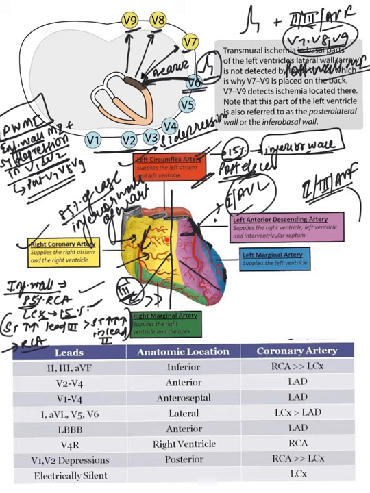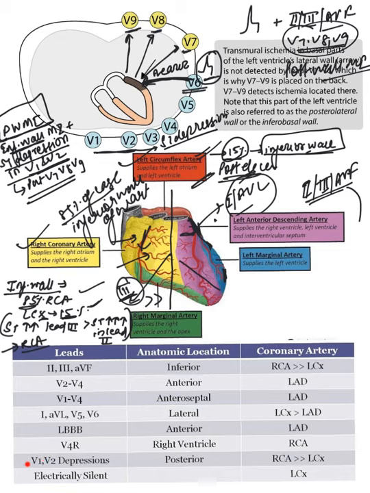Left bundle branch block, the left bundle branch is here, and so if there is left bundle branch block on ECG, then probably it is anterior wall MI secondary to LAD, left anterior descending artery occlusion. V4R elevation is suggestive of right ventricular wall MI, and in that case RCA should be the culprit artery.